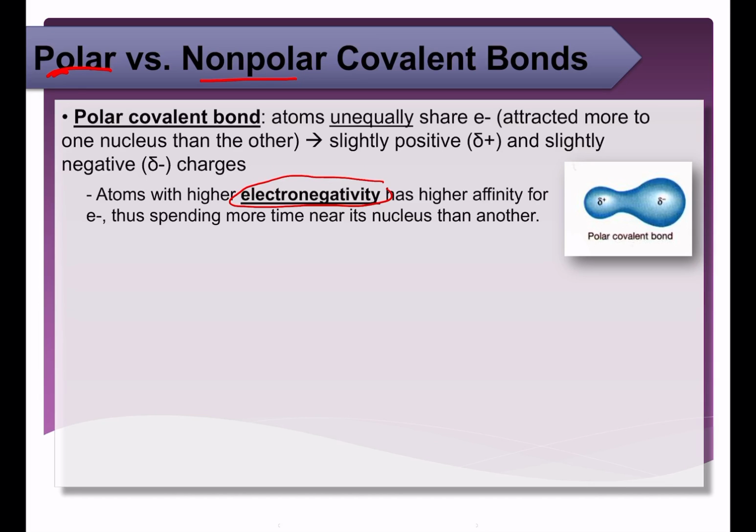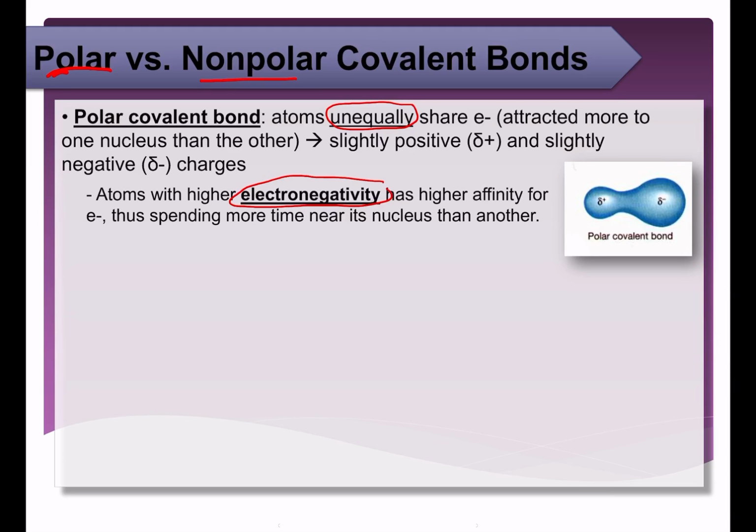You can think of it as an atom with a higher electronegativity being a little bit more greedy. It hogs all the electrons, whereas those with lower electronegativity can't have all those electrons. They're kind of hogged by the atom with a higher electronegativity. So these differences in electronegativity are what can result in unequal sharing of electrons between atoms in molecules formed by covalent bonds.